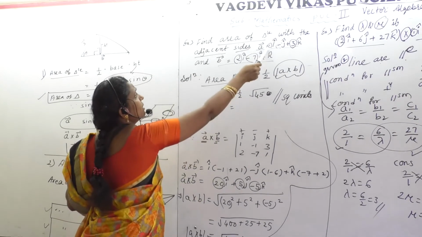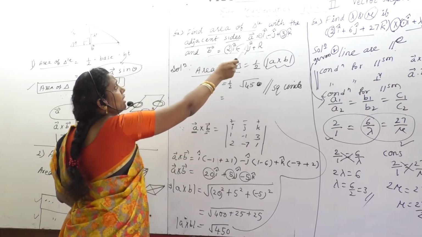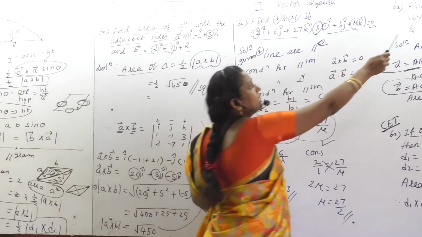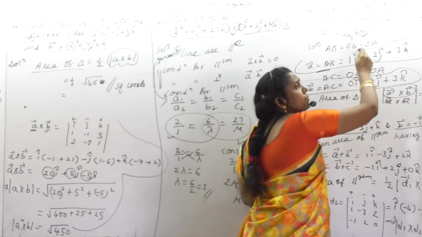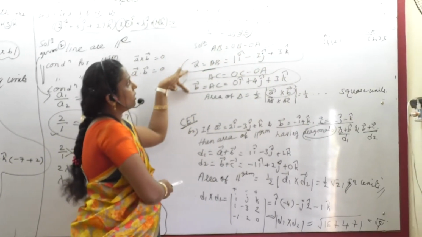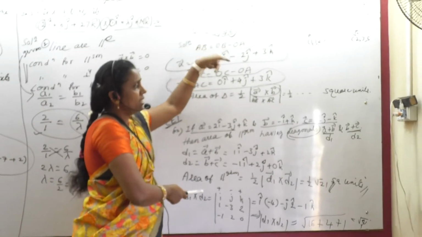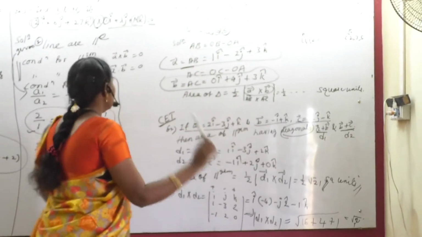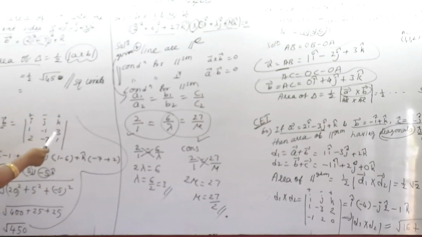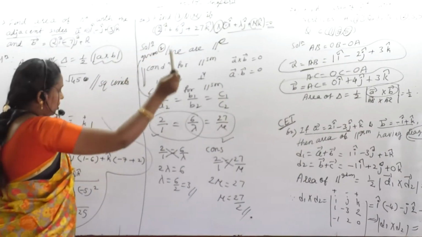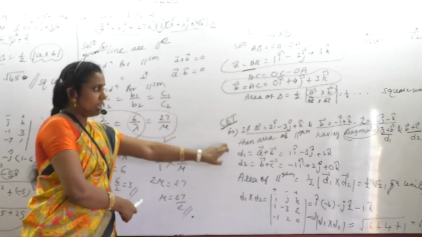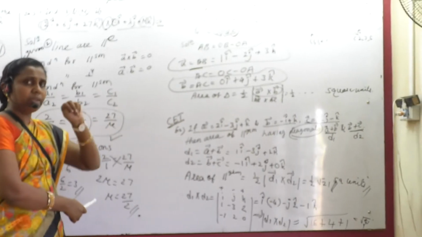If two vectors are given, adjacent sides of a triangle are given, then how to find out area. If 3 points are given, then how to find out area of the triangle. So this is how you have to make two vectors from 3 points and proceed with the same procedure. Okay. Next, area of what is this? Parallelogram. Where is it? Here. Check it. Area of parallelogram given two diagonals.